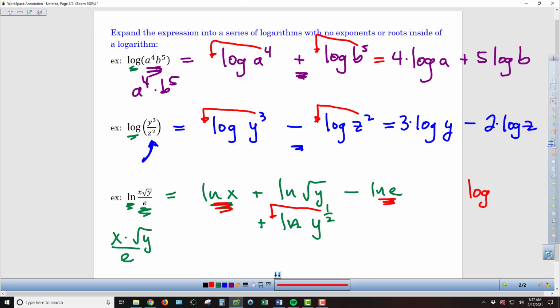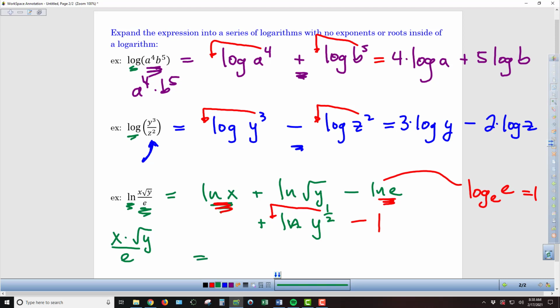And if we recall that natural log is really log base e, it's just a different way that we write it. So we've got basically log base e of e here. Natural log of e, log base e of e is going to equal 1. So I can make that minus 1 instead of natural log of e. It's just a way I can simplify my expression.